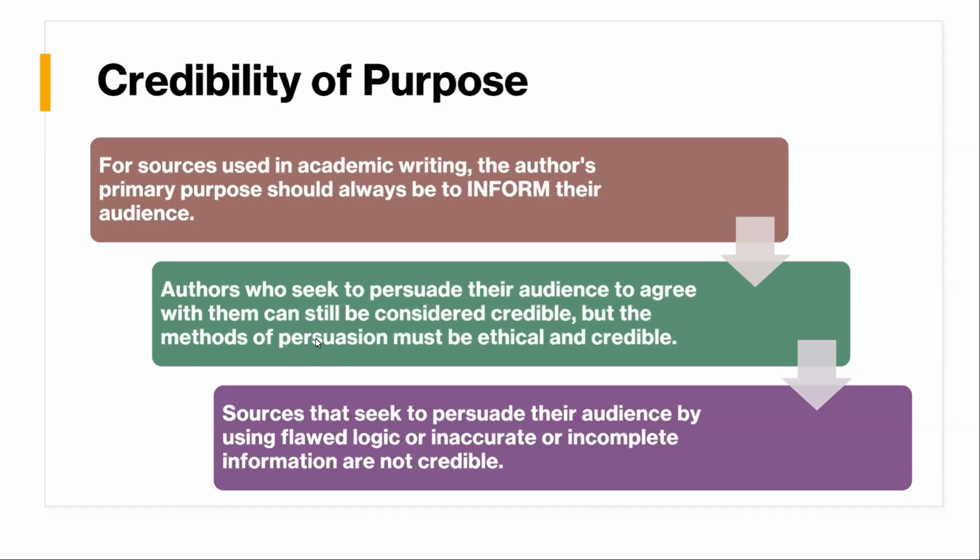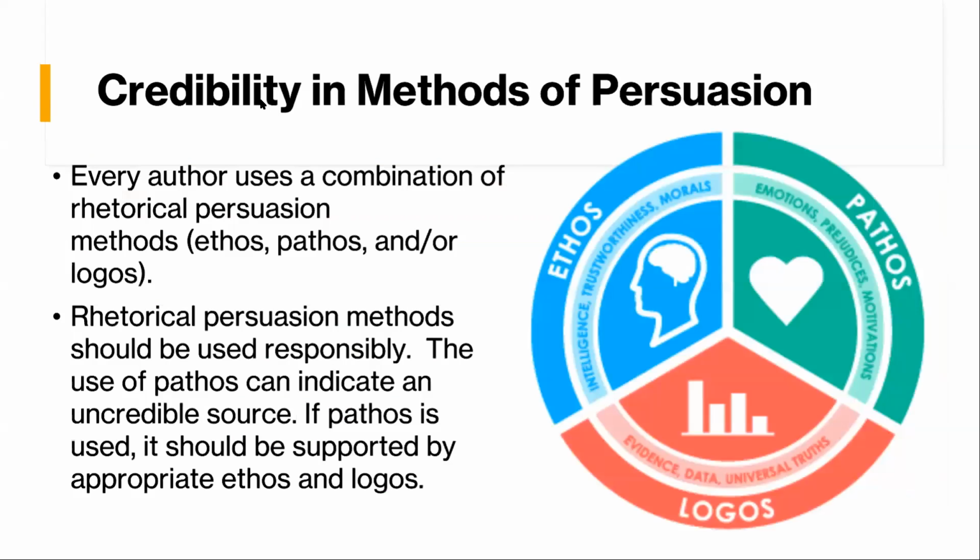So the purpose of all of the writing that you find should be to inform. You can have a little persuasion in there as well, but the methods of persuasion that the author uses need to be ethical, and we'll talk about that in a second. So we have names for the methods of persuasion that people use. Any writer is always going to be using at least one method of persuasion, if not a combination of those methods. And we have 3 established methods of persuasion just in writing in the world as a whole. And they're called ethos, pathos, and logos.